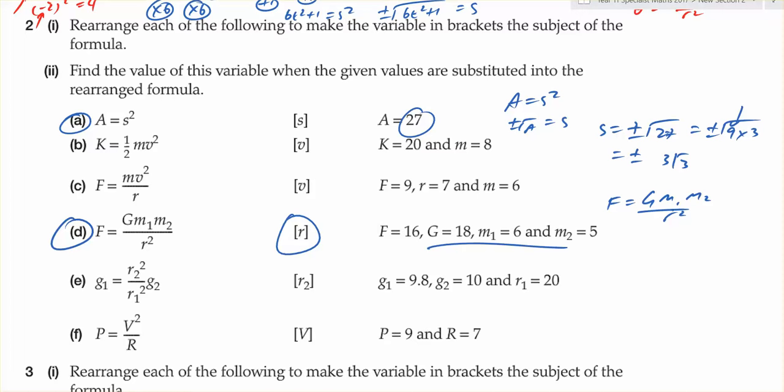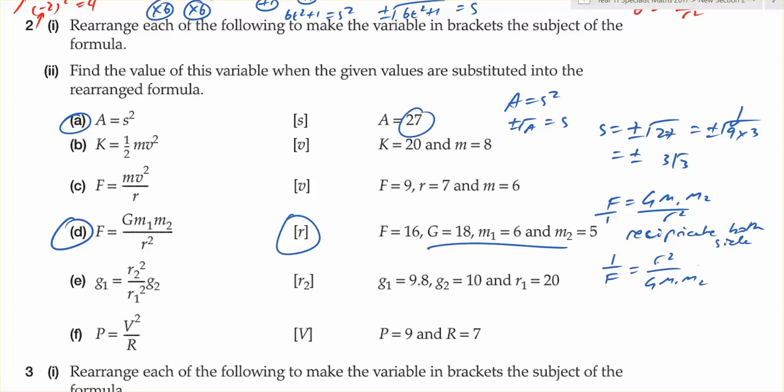We've got r squared at the bottom. We want it to be at the top first. So I want to do something called reciprocate both sides. It means flip both sides. This is F on 1, or it's the same as F. When I flip it over, I get 1 on F. When I flip this over, I get r squared equals G m1 m2.